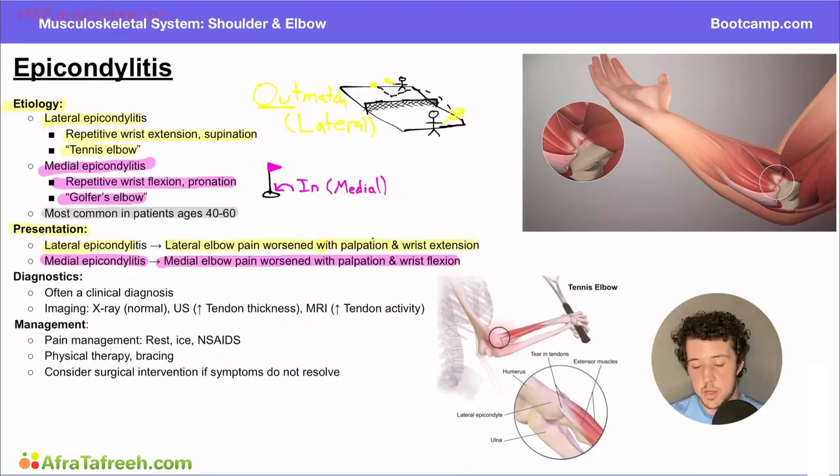All right, let's move on and talk about diagnostics. So it's very often a clinical diagnosis.